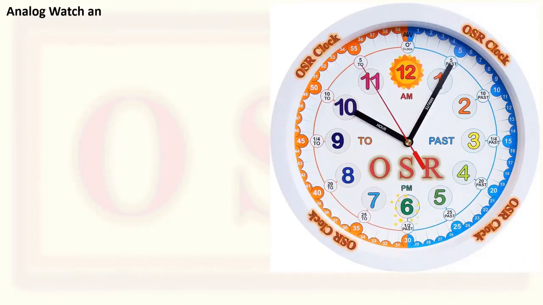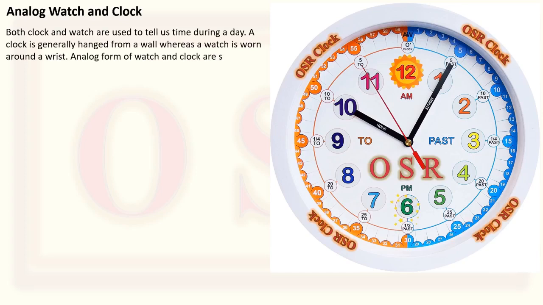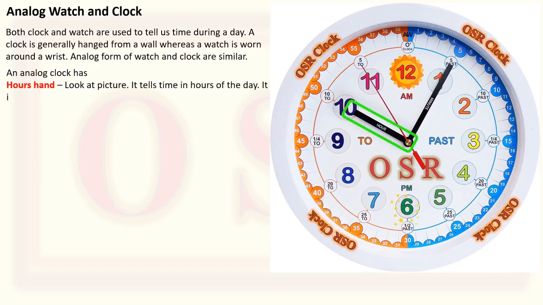Analog watch and clock. Both clock and watch are used to tell us time during a day. A clock is generally hung from a wall, whereas a watch is worn around a wrist. Analog forms of watch and clock are similar looking. An analog clock has an hours hand. Look at the picture. It tells time in hours of the day. It is the shortest and thickest hand of the watch or clock.